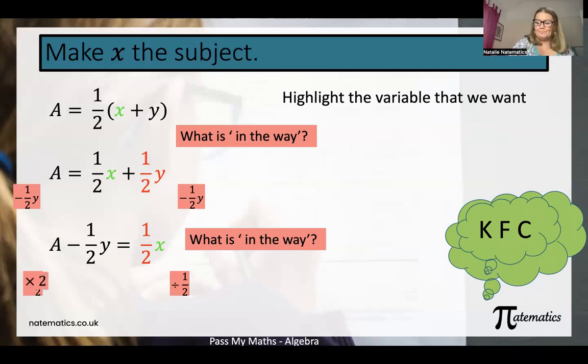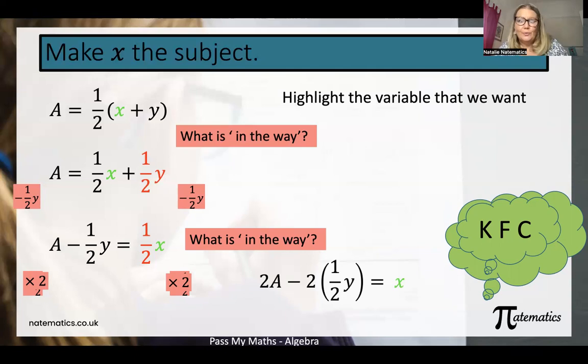So what I've done there is I've just said, well, actually, instead of dividing by a half, I'm going to multiply by 2. Same thing. If it's a calculator paper, just do what it says. If it's a non-calculator paper, just think, how can I make life easier for myself?